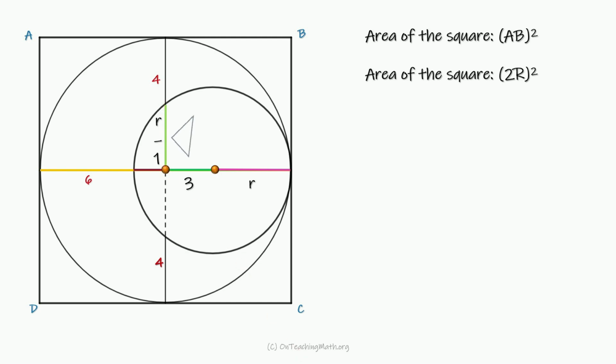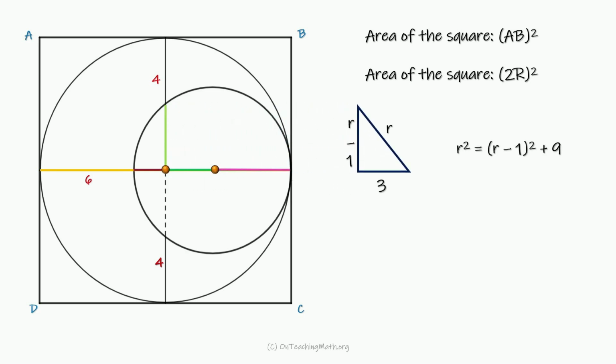And let's draw a right triangle. Of course, Pythagorean Theorem, right? Now the hypotenuse is the radius. So let's go ahead and move this over here. Apply the Pythagorean Theorem. R squared equals r minus 1 squared.